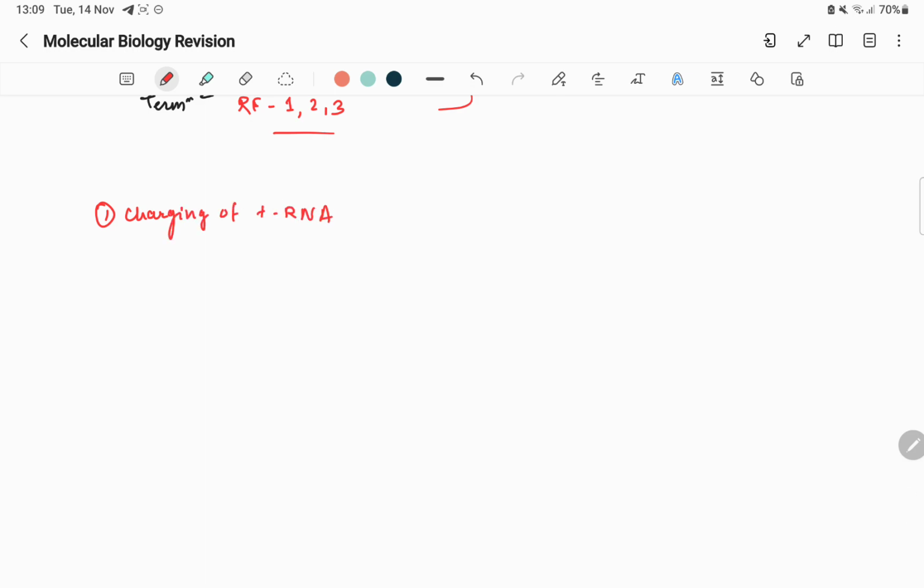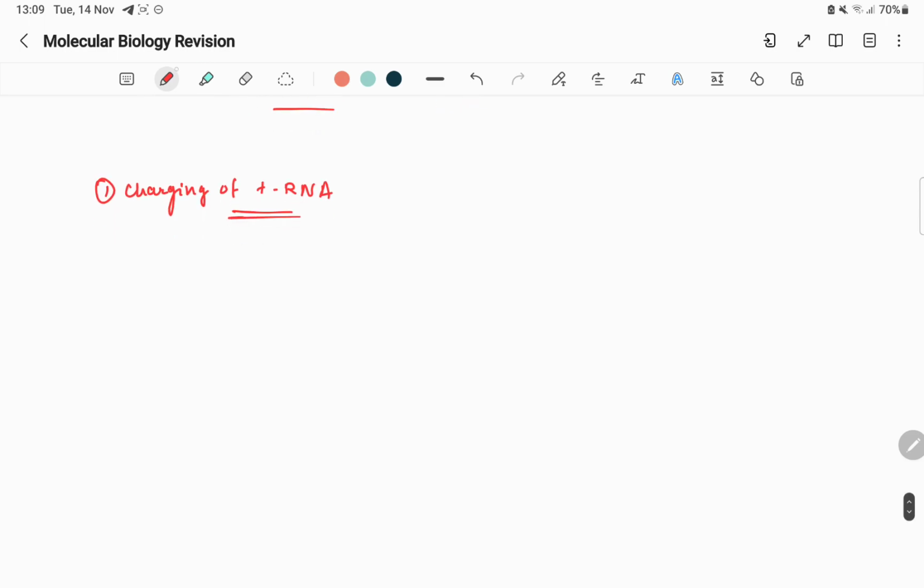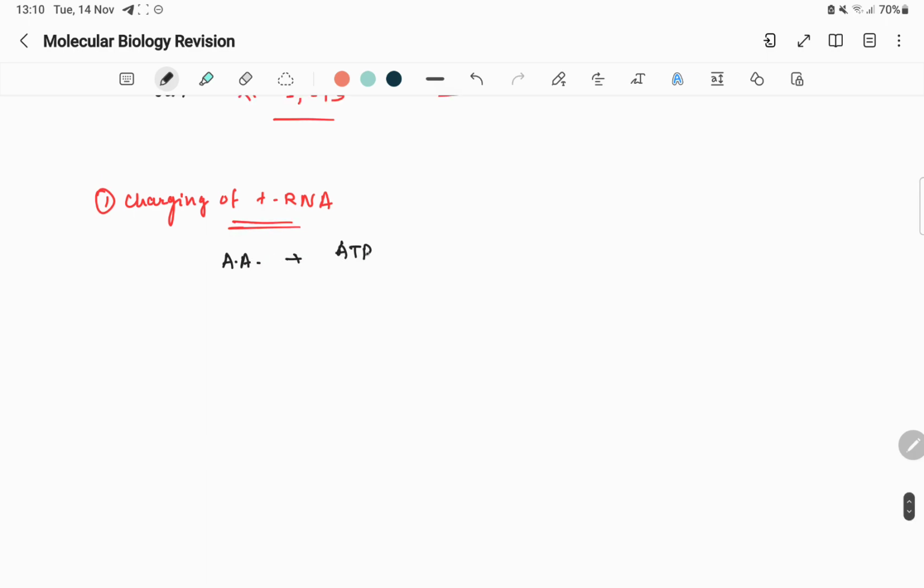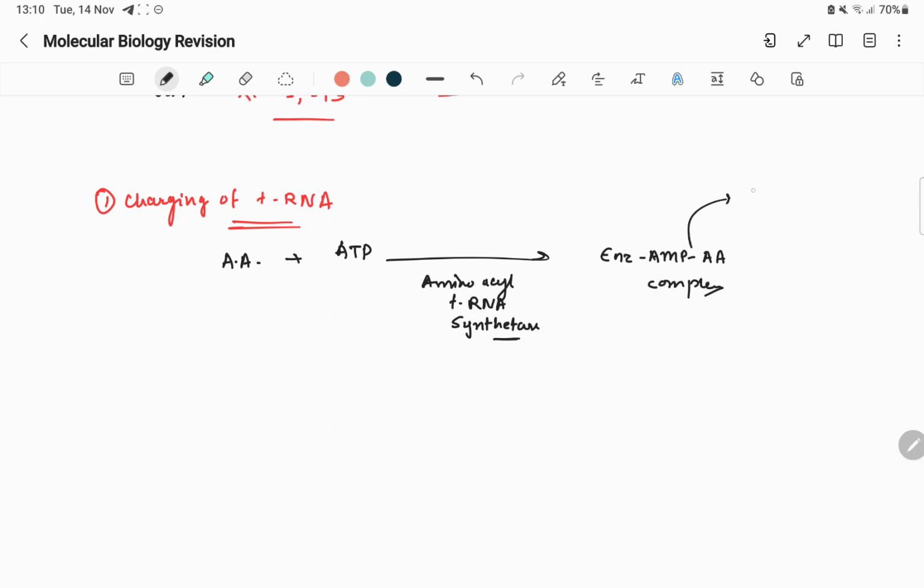Okay, so what happens in the charging of tRNA is that there will first be amino acid activation. The amino acid is activated by combining with ATP in the presence of aminoacyl tRNA synthetase. This will form the Enz-AMP-AA complex. Okay, this is your activated amino acid.